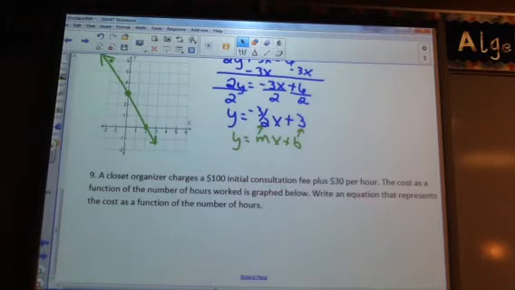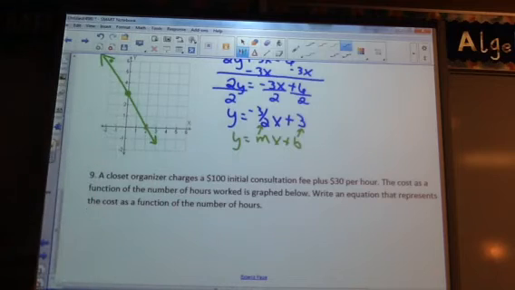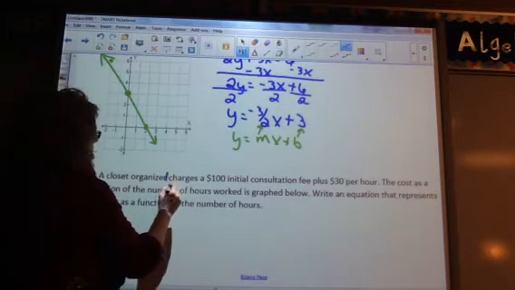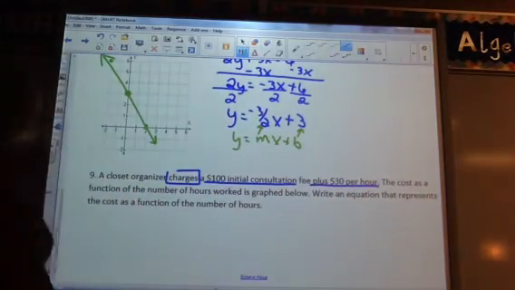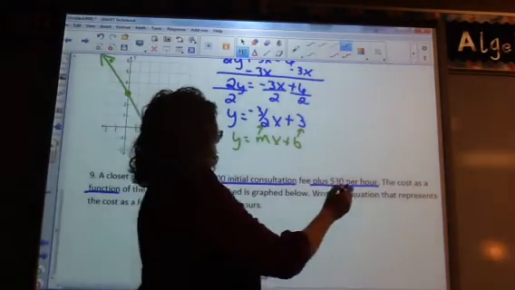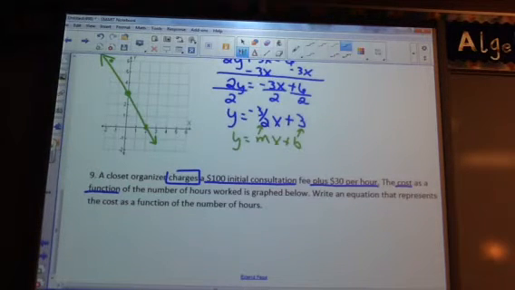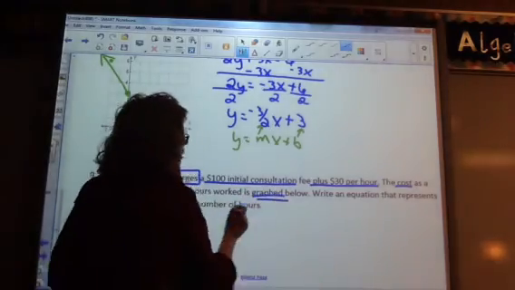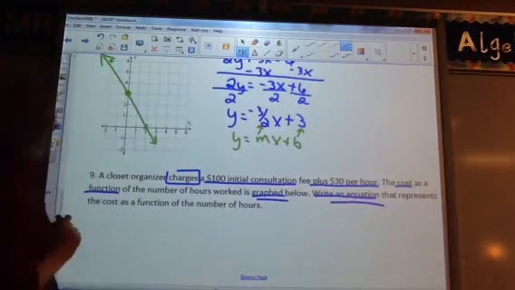Okay, last one here. I'm going to let you be quiet and read this on your own. Go ahead and underline key information and try to figure out what you need to solve for here. Okay, I did not give you the graph. We're not going to graph or look at the graph. I just want you to be able to write the equation that represents this function.